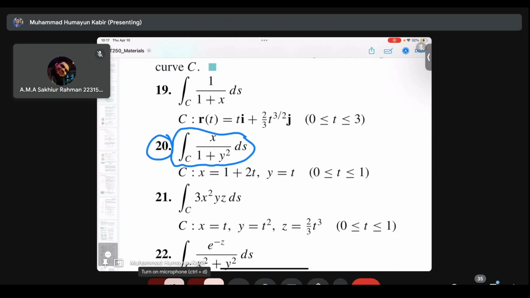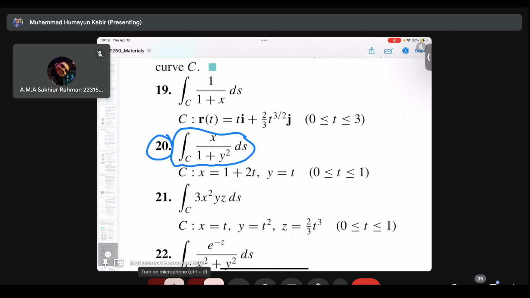The parametric equations are given, but sometimes parametric equations might not be given. And I think you know how you can find the parametric equations. But in most cases, parametric equations are given, for example, in 20 or 19 or 21. If the parametric equations are given, this is easier for you. You just put the parametric equations in and evaluate the integral.